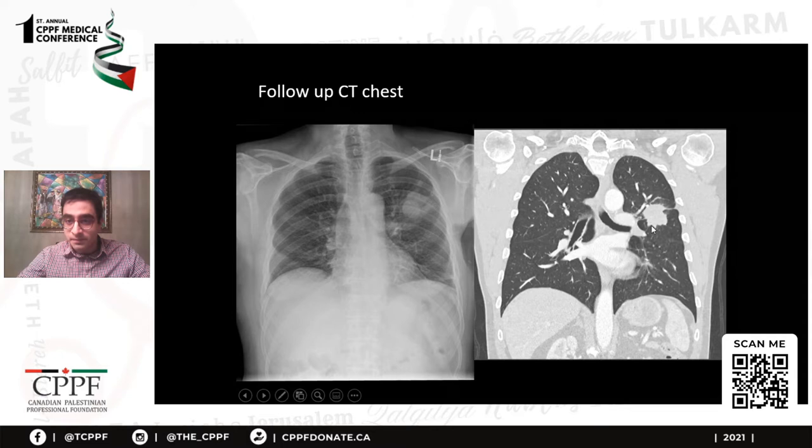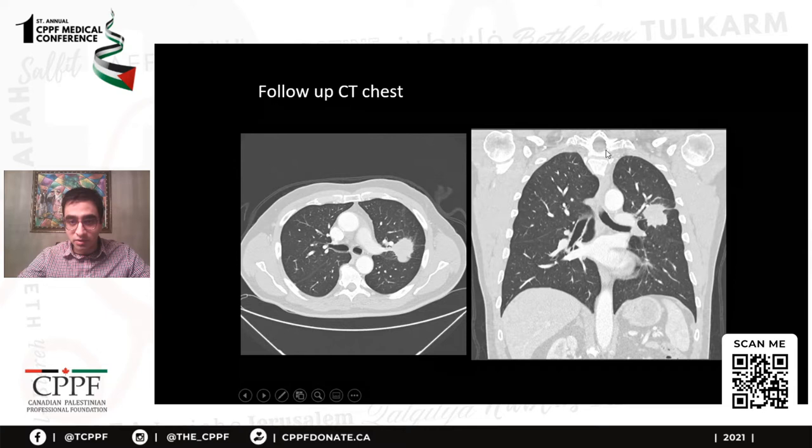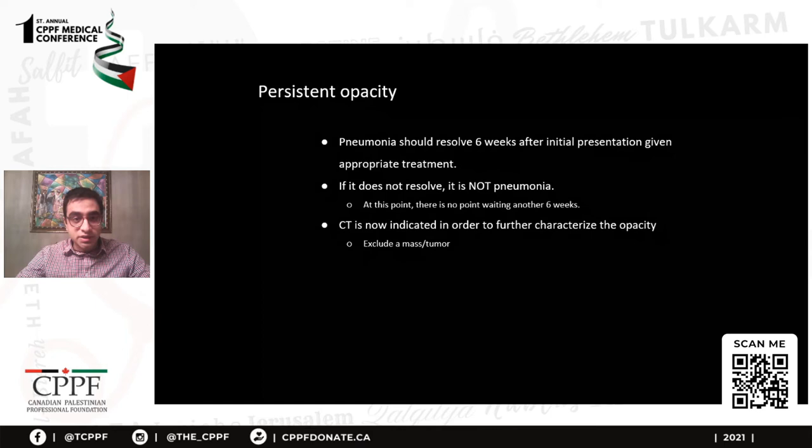All right, so based on this imaging finding, let's see what we're going to do. And there is an axial image. So this is a coronal image in lung window, and this is an axial, and you can see the findings. All right, so this is what we just talked about. Pneumonia should resolve after 6 weeks. If it does not resolve, it's not pneumonia, and that's why we do a CT.